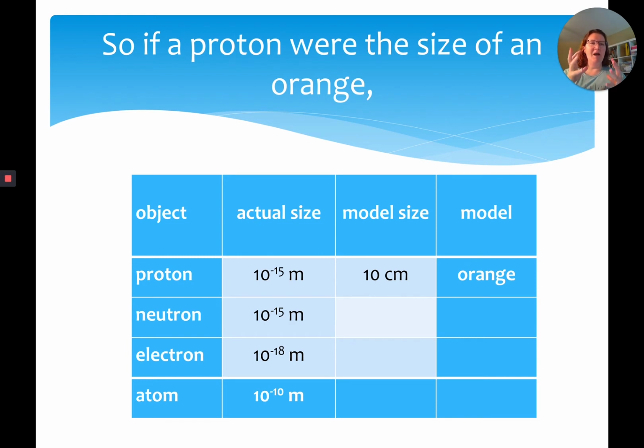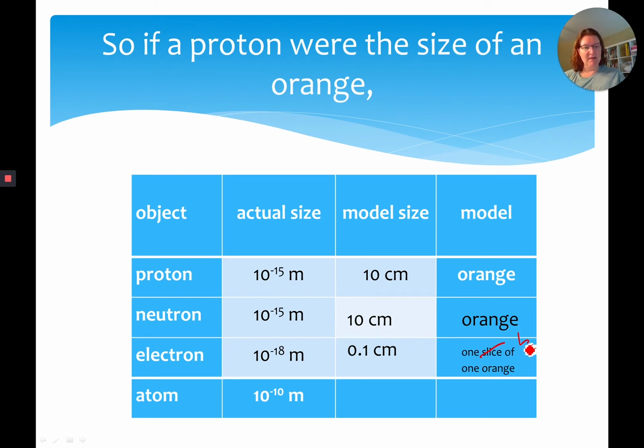So to make it relative for us, we're going to say that a proton is the size of an orange. Well, a neutron would also be the same size. So a neutron would also be the size of an orange. And the electron is 0.1 centimeters. So if you took that distance of 10 and you broke it into 100 pieces, one of those pieces would be the electron. That would be the equivalent of taking the orange and slicing it 100 times.